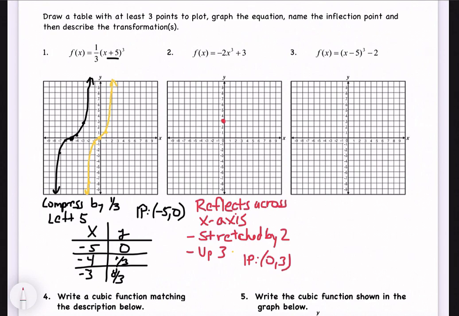And when we draw our little table, x and y, when x is 0, y is 3. When x is 1, -2 times 1 is -2 plus 3 is 1, so it's going to be down here. And then when x is 2, 2 cubed is 8, -2 times 2 cubed is -16 plus 3 would be -13. So it goes down dramatically.